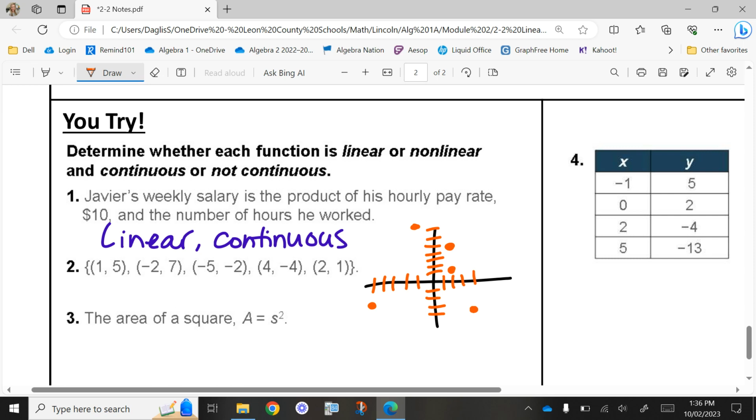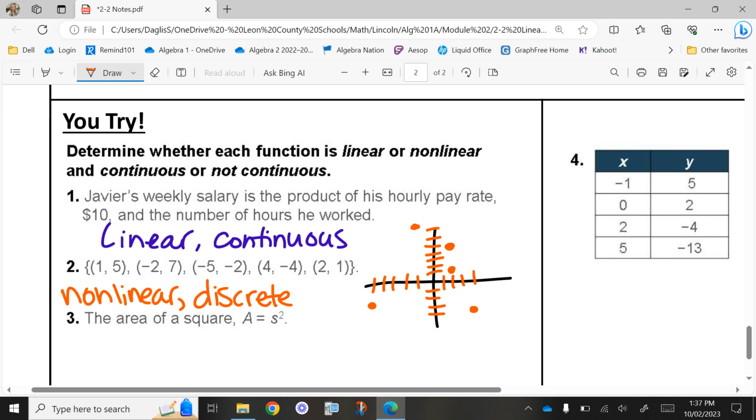Okay, so this is definitely going to be nonlinear. Is it going to be continuous or not continuous? Not continuous, good, because it's a bunch of points. It's a bunch of dots. So it's actually discrete. We're going to get fancy. This is discrete. This is not continuous. This one is discrete specifically because of just the dots.